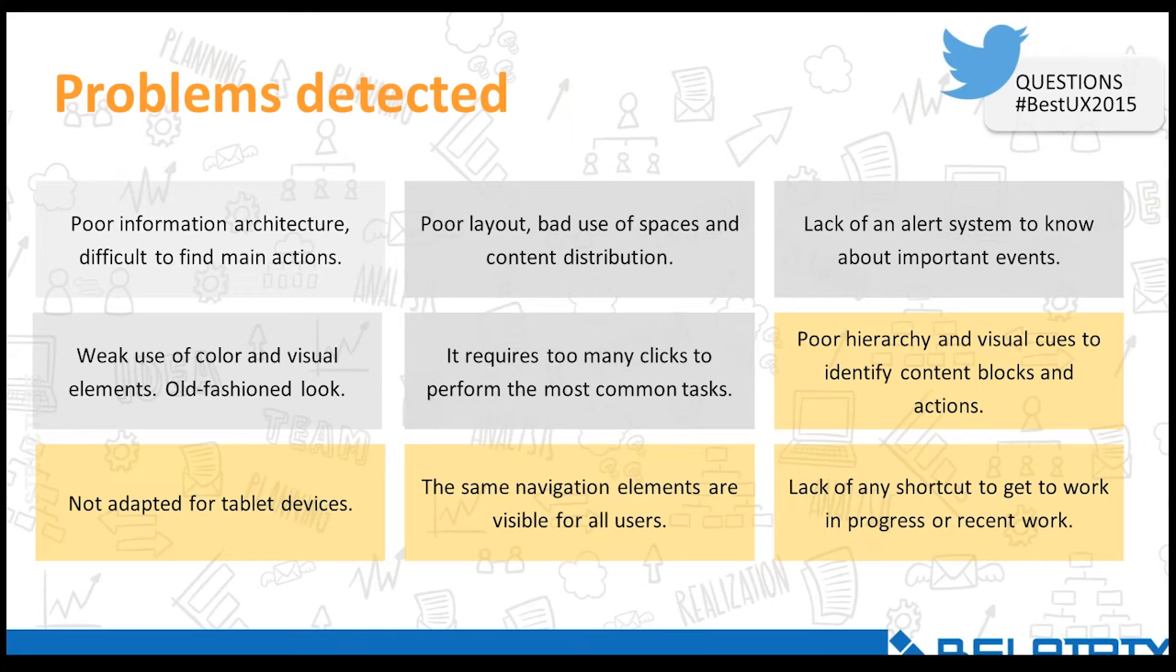So the problems listed here, such as poor information architecture, it was difficult to find main actions, not the same navigation elements are visible for all users, or it wasn't adapted for tablet devices, a poor layout, go from very specific things to a more abstract problem. After identifying the problems, we need to start breaking them apart and to see which ones can be easily corrected or which ones will have more important impact in the app.